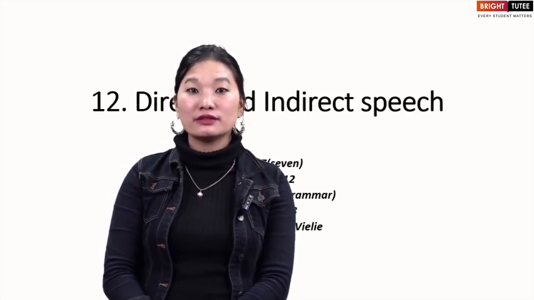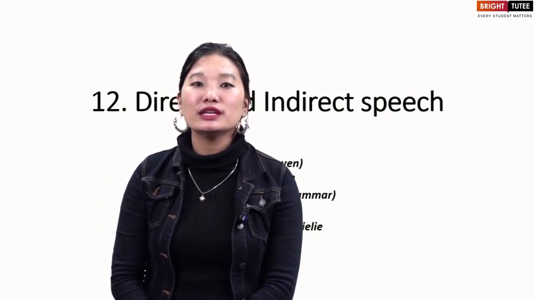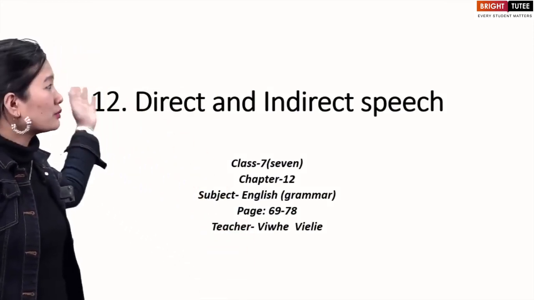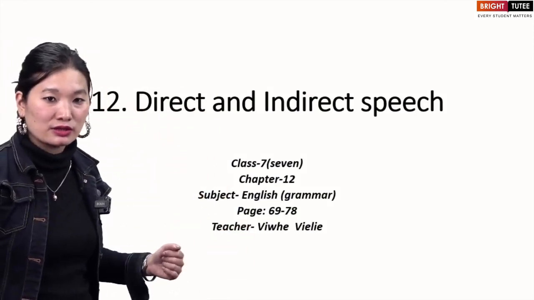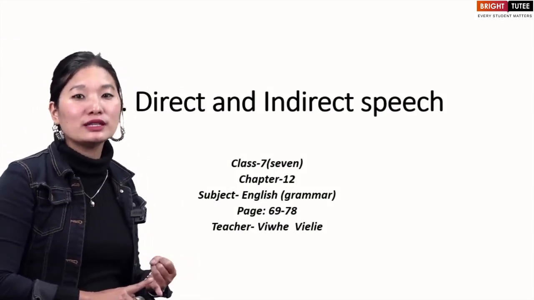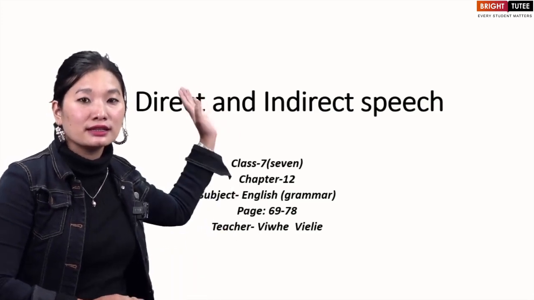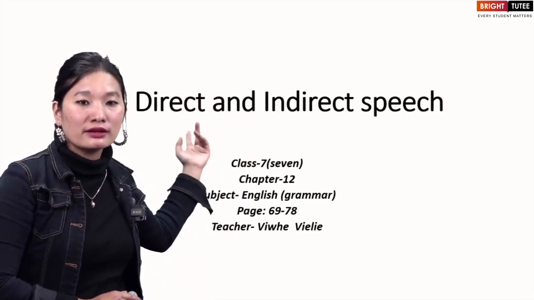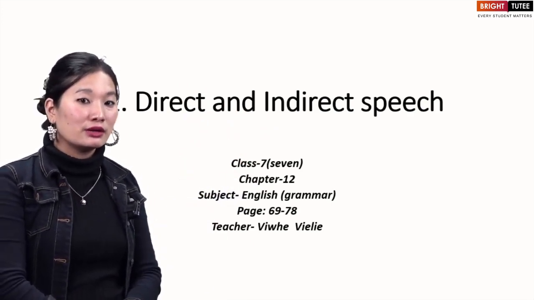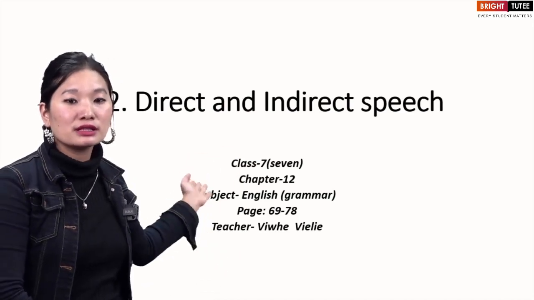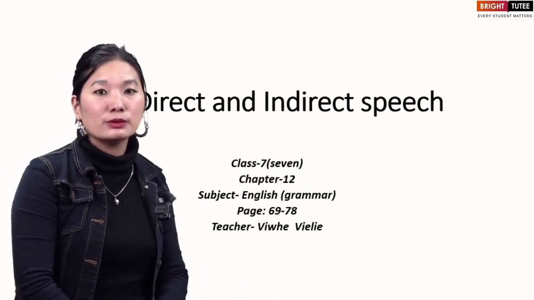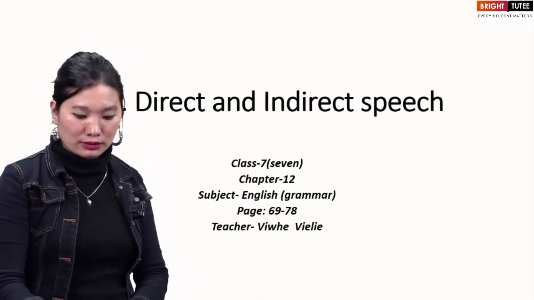My dear students of class 7, this is your English grammar class and we are in the 12th chapter, okay? I want you to be ready with your textbook, chapter 12, direct and indirect speech. We know that in grammar, we have the topic speech. We have already been doing this in our lower classes, and in the speech, we have two types, that is direct and indirect speech. You will find this on page number 69 to 78. I repeat, you will find this topic on page number 69 to 78, and this will be in your English grammar class. And I'm Miss Vilha Villiers from Mount Sinai High Secondary School.